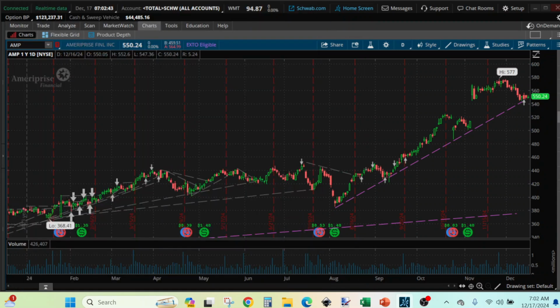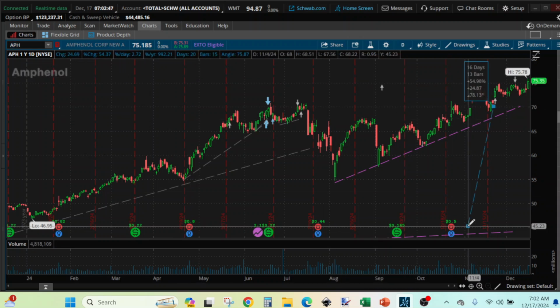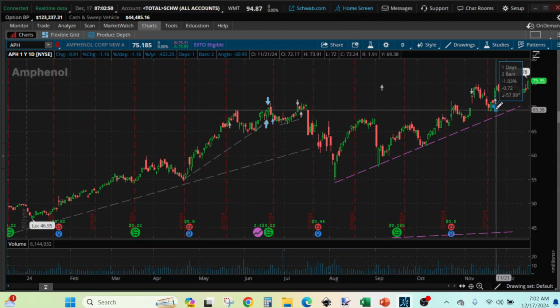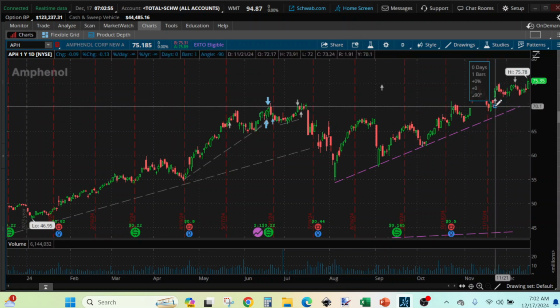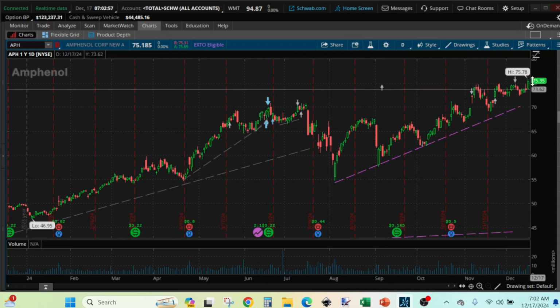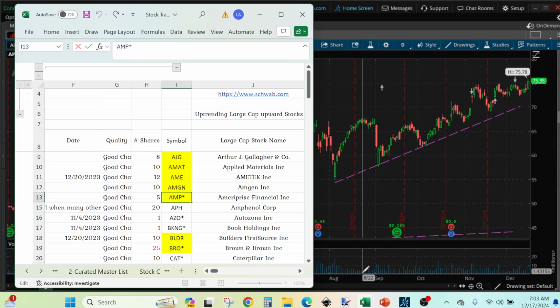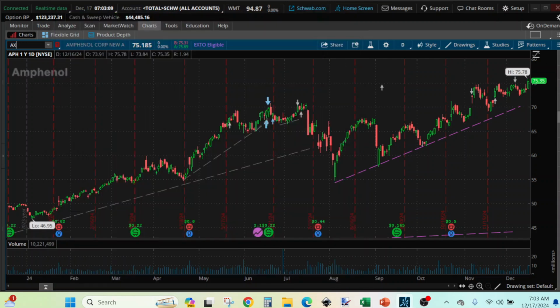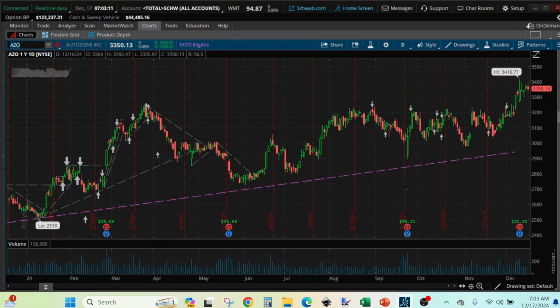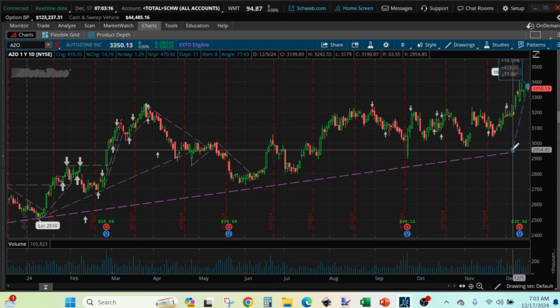But APH, so APH, we like to buy, my mouse is tracing pretty much everywhere here. We like to buy at this line, but it's up there, so therefore we are not going to do anything. The next one is AZO. So AZO is higher up compared to the line we like to buy on.